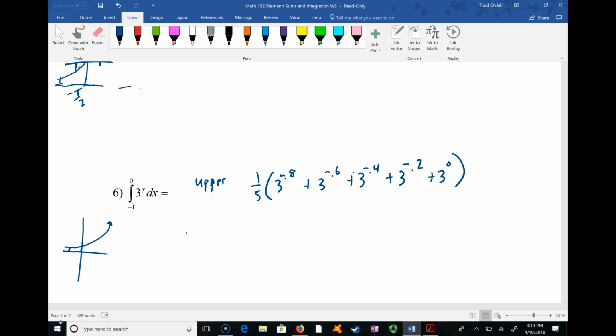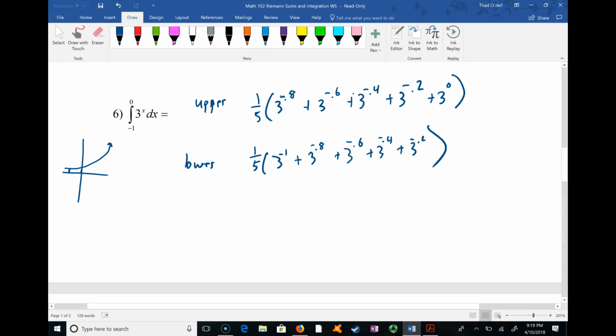That'd be my upper. My lower bound would likewise be 1/5 times, same idea, except we're going to start one earlier, so that'd be 3 to the -1, plus 3 to the negative 0.8, plus 3 to the negative 0.6, plus 3 to the negative 0.4, plus 3 to the negative 0.2, and that would be my lower bound.